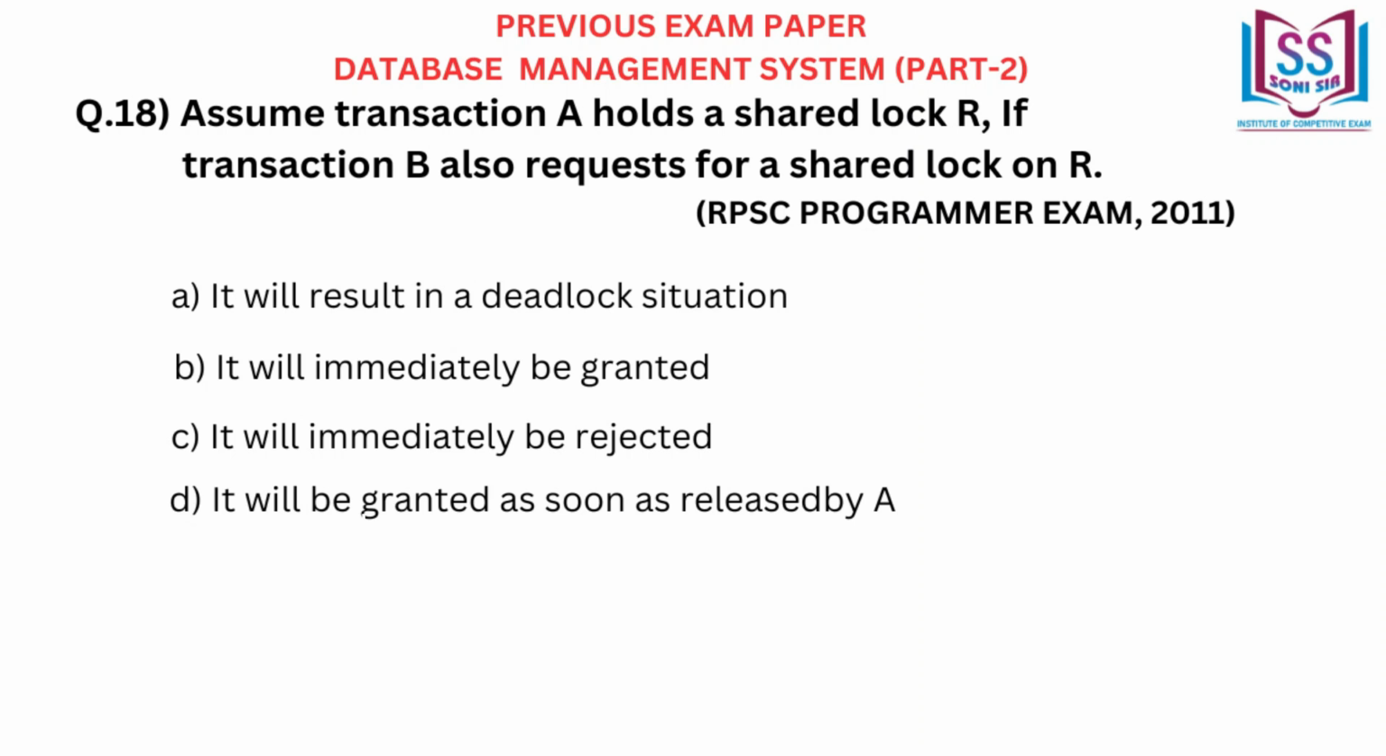Assume transaction A holds a shared lock on R. If transaction B also requests a shared lock on R: A. It will result in a deadlock situation. B. It will immediately be granted. C. It will immediately be rejected. D. It will be granted as soon as released by A. Correct answer B. It will immediately be granted.